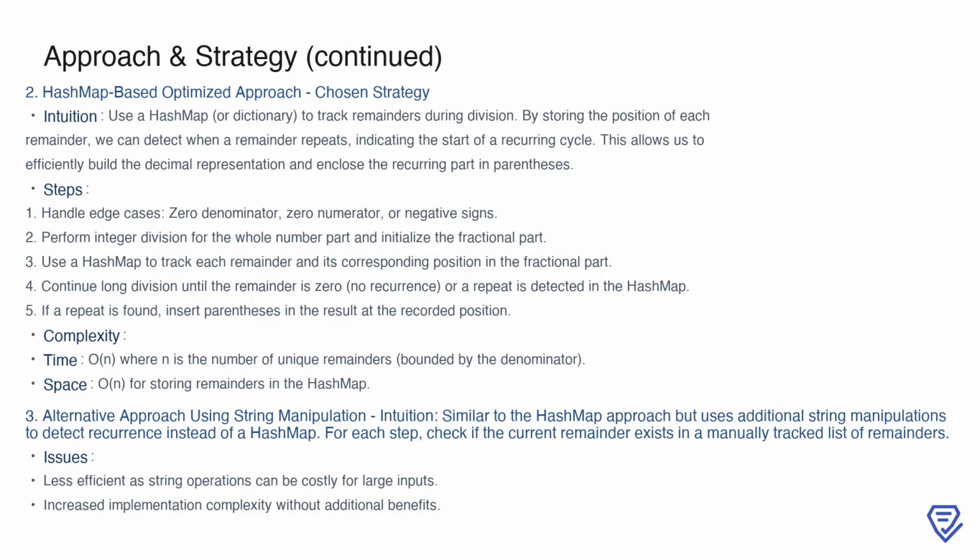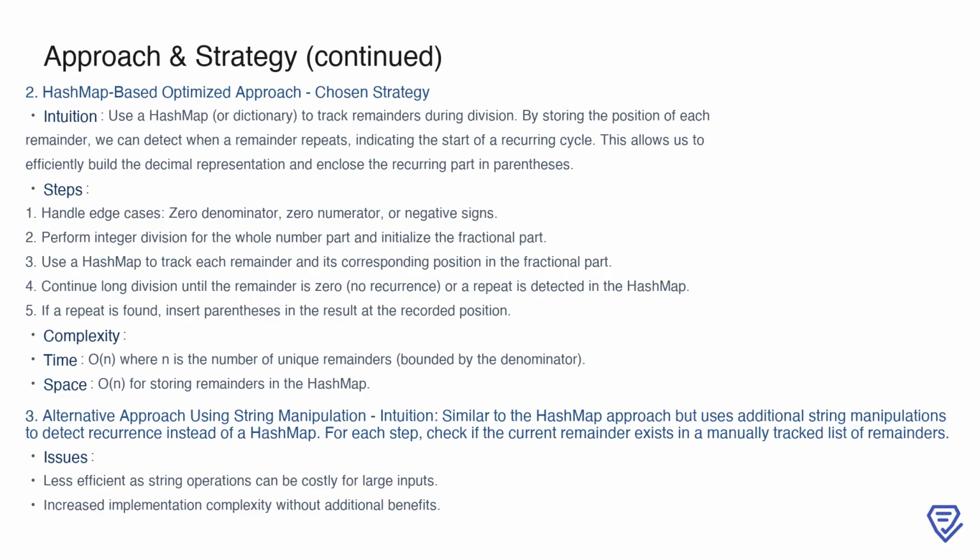Next, we calculate the whole number part through integer division and initialize the fractional part. As we perform the division for the fractional portion, we use the hash map to track each remainder. If a remainder repeats, we can pinpoint its position in the result and enclose the recurring section in parentheses. This approach is efficient, with a time complexity of O(n), where n is the number of unique remainders, and a space complexity of O(n) for the hash map.